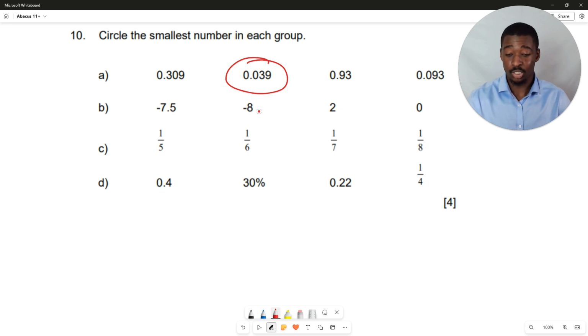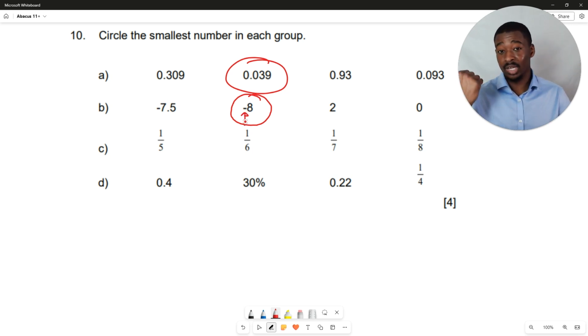So now for part B, we have minus 7.5, minus 8, 2 and 0. So here the smallest number is going to be minus 8. Make sure you're very careful with this because we have this negative number. So therefore we're going in the negative direction. So as the numbers seemingly get bigger, they're actually getting smaller, right? Minus 1,000 is smaller than minus 1. So here the smallest number is minus 8.